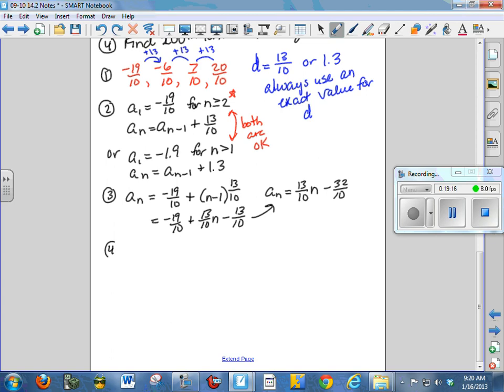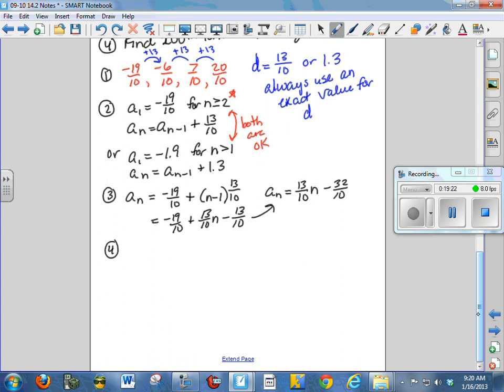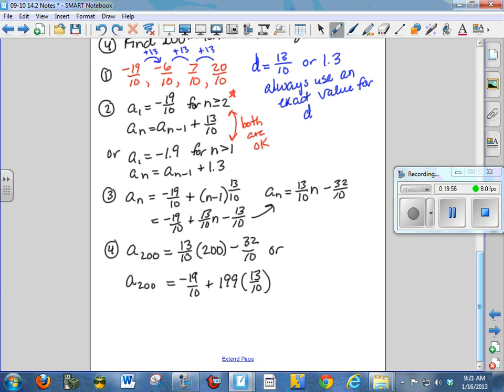Now, number 4 is to find the 200th term in the sequence. So a sub 200 is equal to 13 tenths times 200 minus 32 tenths, or I can say a sub 200 is equal to negative 19 tenths, my first term, plus 199 times 13 tenths.